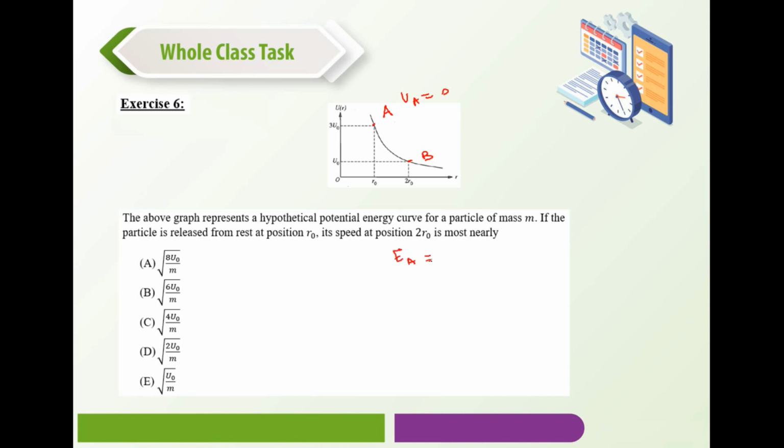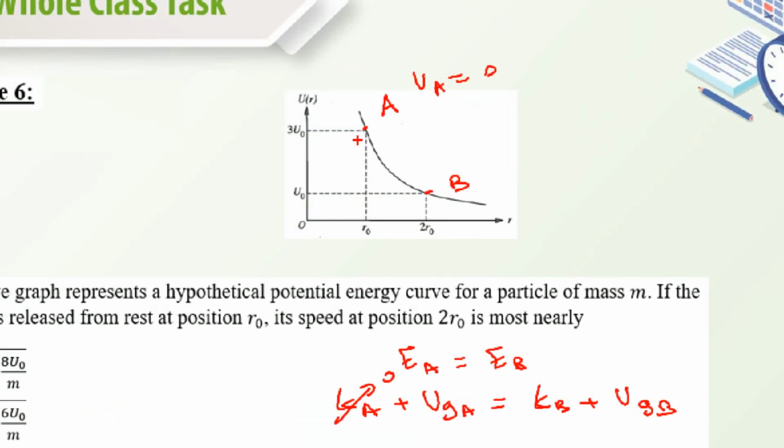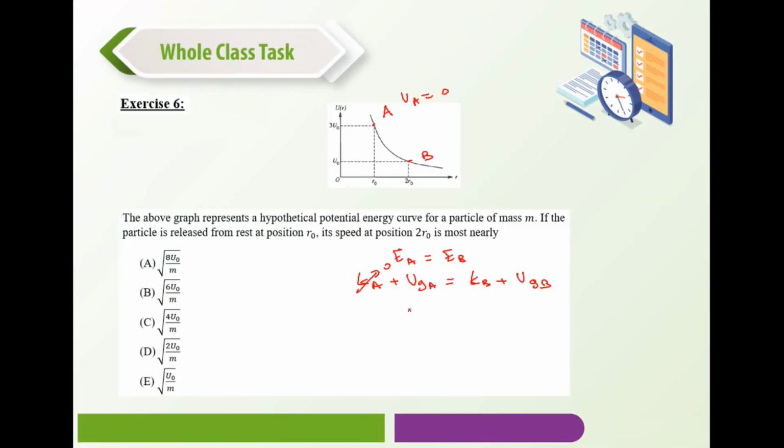Energy at A is equal to energy at B. Now energy at A is given by kinetic and gravitational potential energy. Here no need to worry about springs because we don't have springs. Kinetic energy at B plus gravitational potential energy at B. At A, the kinetic energy would be 0. Now what about UGA? By referring to the point A, we can know that it's given by 3u0.